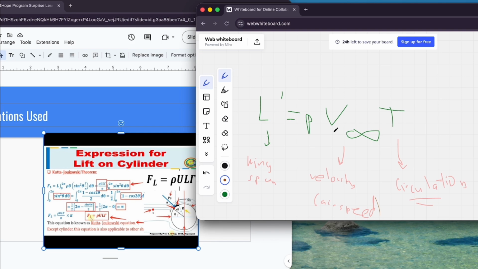But in general, the lift of the wingspan is essentially equal to the density or pressure, times speed, times swirl. This is how you would calculate the lift in general for a wingspan using Kutta-Joukowski's lift law.